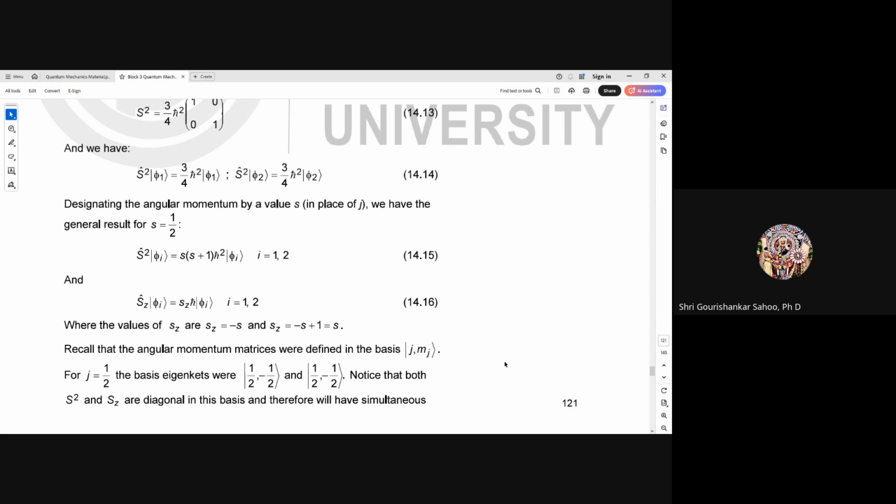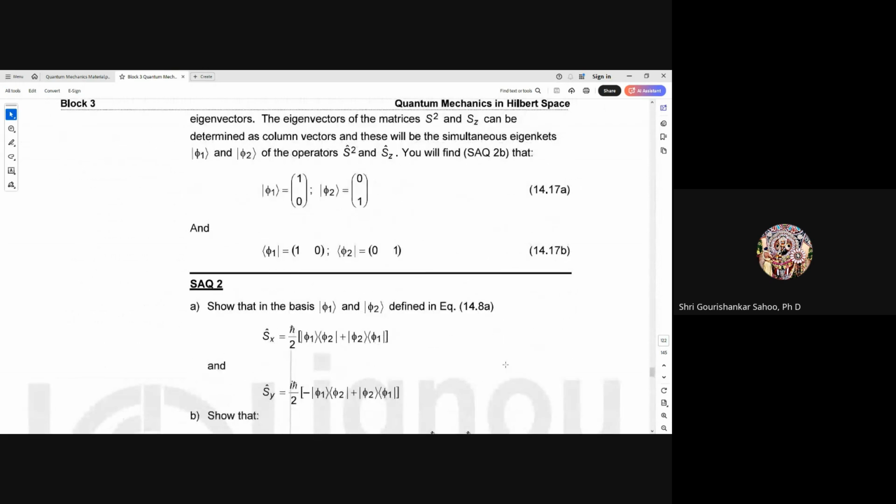The angular momentum matrices were defined in the basis J, Mj, and for J is equal to half, the basis eigenkets are half, half and half, minus half. You can notice that S square and Sz are diagonal in this basis, and therefore we have simultaneous eigenvectors. The eigenvectors of matrices S square and Sz can be determined as column vectors, and these will be simultaneous eigenvectors, phi 1 and phi 2, of the operators S cap square and Sz cap.